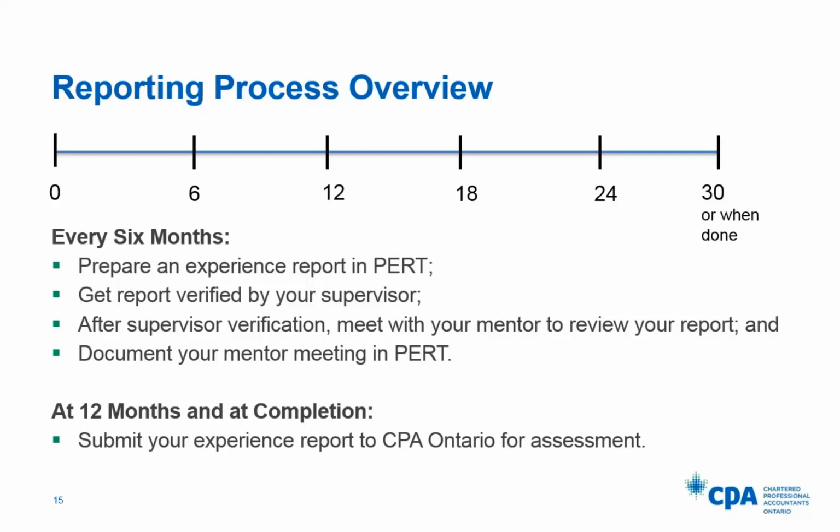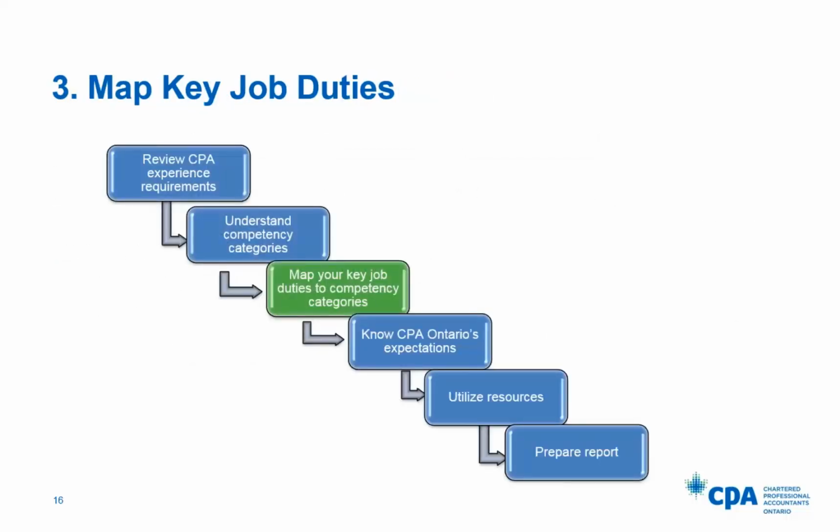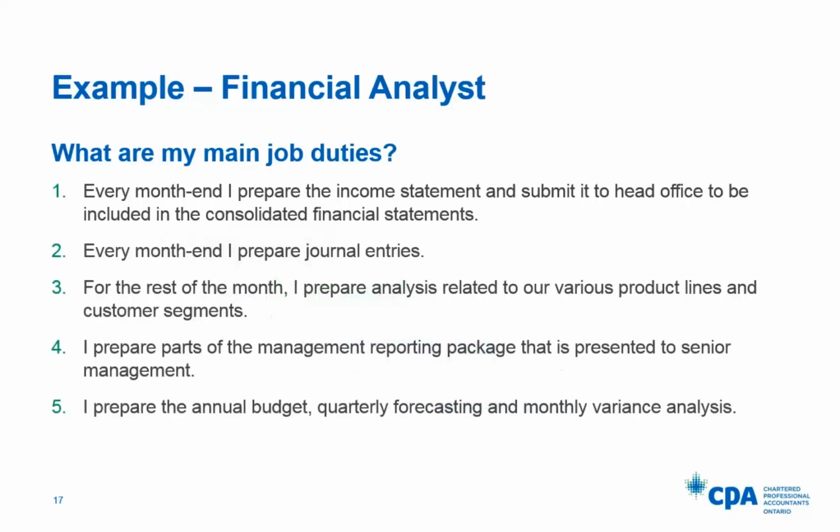Okay. All right, so now I want to move on to step 3, which is mapping your key job duties to the competency categories. So now that you understand what the experience requirements are, what all the different competency categories are, now you need to take a look at the job that you do. Okay, so I have an example here I want to go through with you. So take, for example, a financial analyst. So think about what your main job duties are.